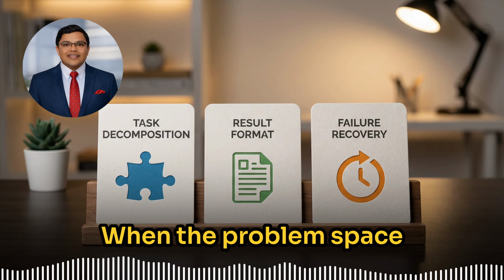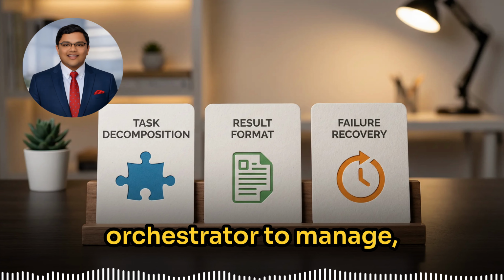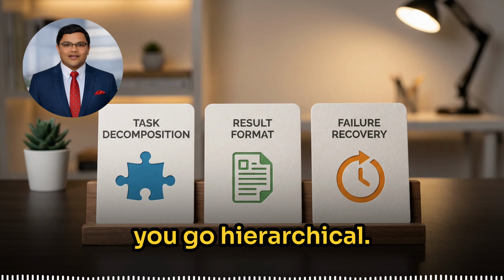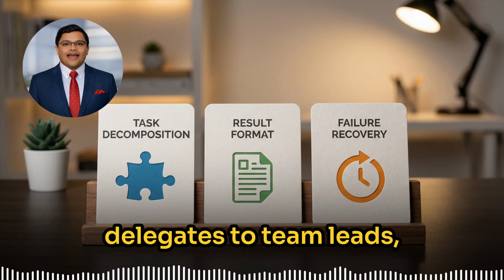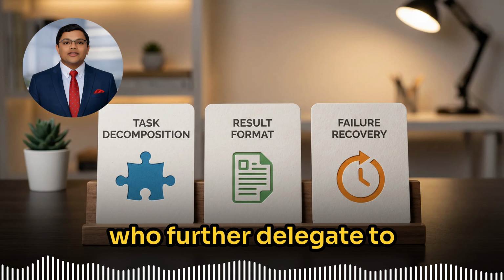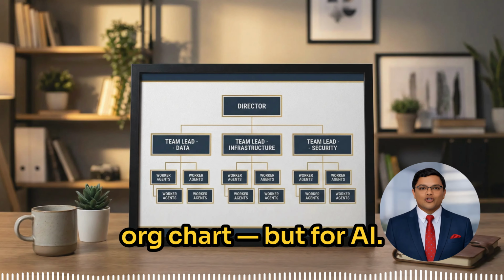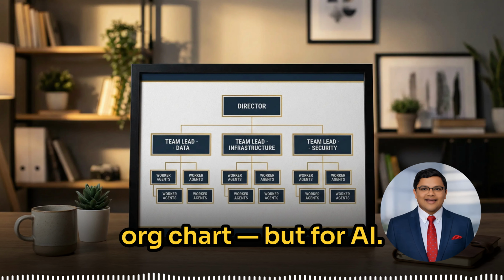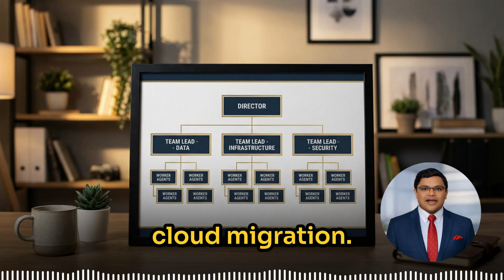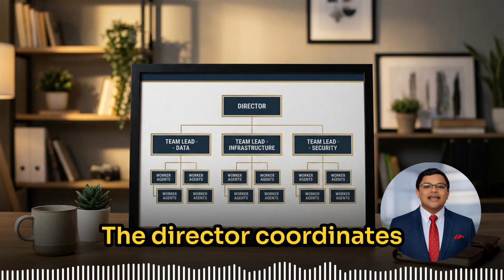When the problem space is too large for a single orchestrator to manage, you go hierarchical. A director agent delegates to team leads who further delegate to leaf-level worker agents. Think of it like a corporate org chart, but for AI. Consider a full-stack cloud migration. The director coordinates 3 teams.